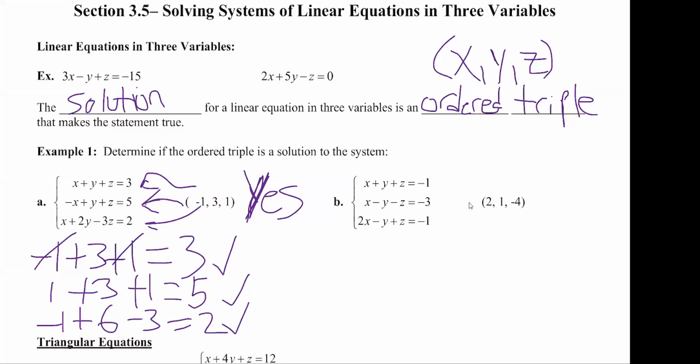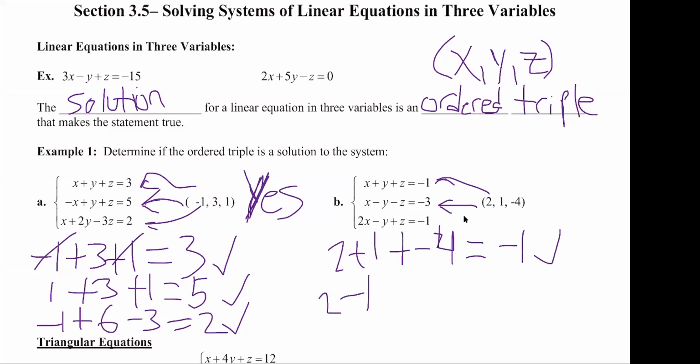Good catch. All right, so we're looking at solving systems with three variables. To check your solution, you would plug it in. If you plug it into the first one, you would see that it does work: 2 plus 1 plus -4 is really 3 plus -4, which is -1. That is true. But the second one's an issue because you'd have 2 minus 1 minus -4, which would really be +4.